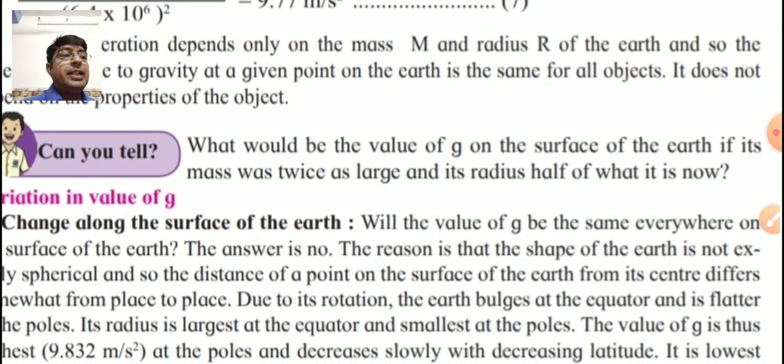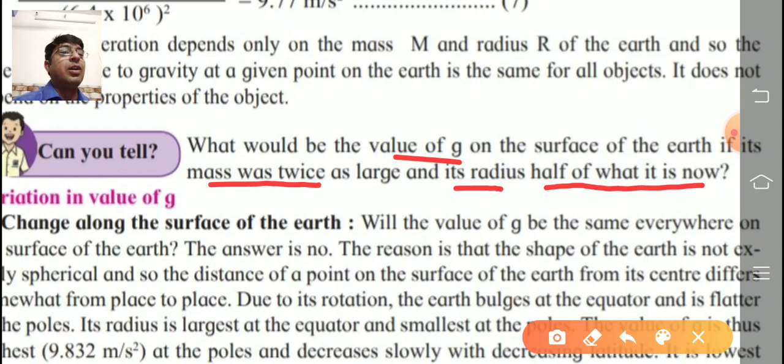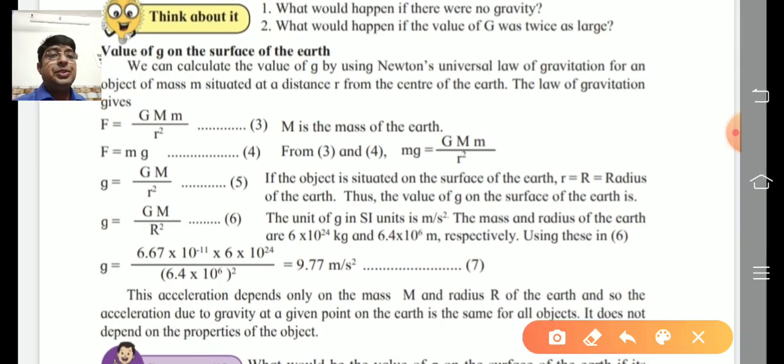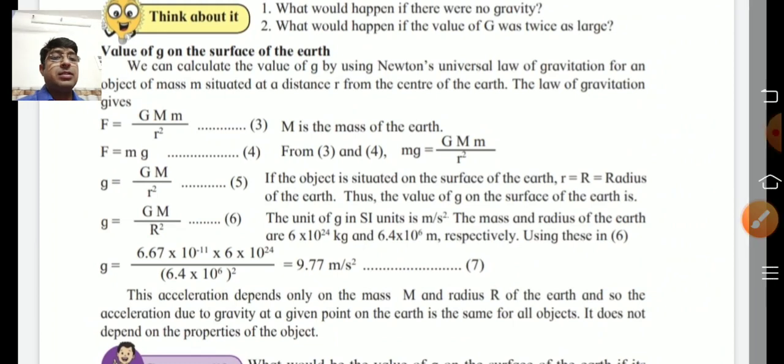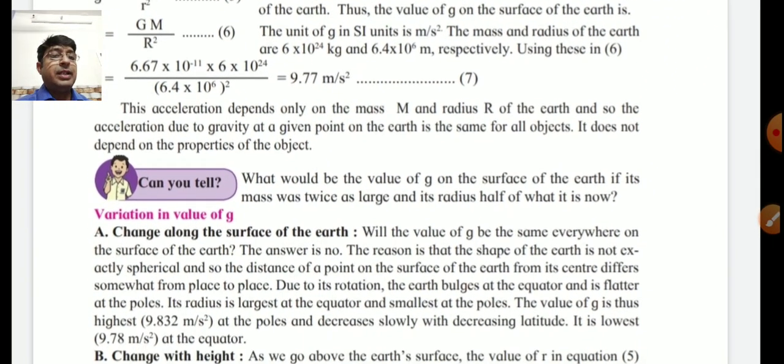What would be the value of small g, the acceleration due to gravity, on the surface of the Earth if mass was twice, meaning mass is double, and radius is half? Then what happens to the value of small g? So with the help of the above equation, you try to find out the answer. I will give the answer in the assignment or in my solution.